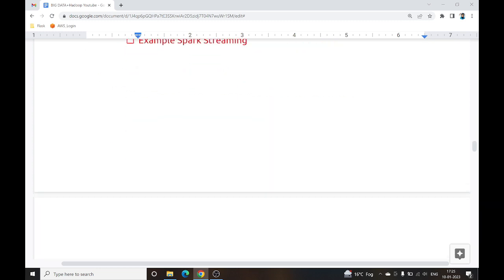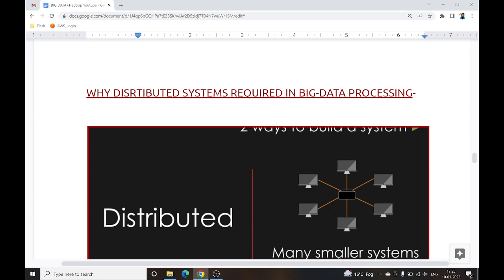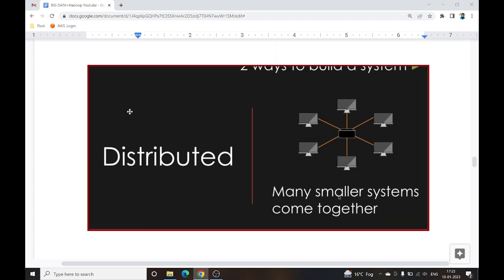Let's come to the next topic. As I discussed with you, for processing of big data we need distributed systems. Now the question arises, why are these distributed systems required in big data processing? As I told you, if the volume of data is very high, our single machine or single node, or you can say our personal system or personal machine, cannot process that particular data. So in that scenario, we need many smaller systems to come together.